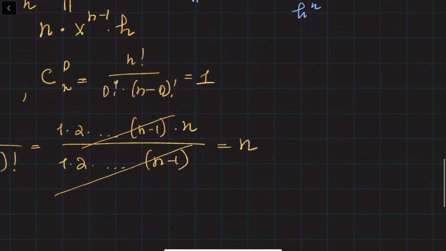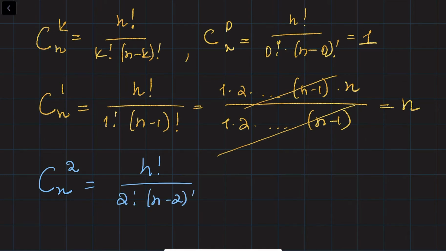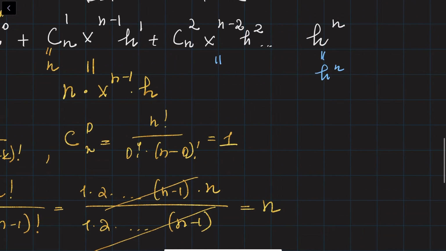Okay, so the third term here, let me calculate the third term. In order to do this, we need to calculate C(n,2). It's going to be n factorial divided by 2 factorial times (n minus 2) factorial. So it's actually n times (n minus 1) divided by 2. So the third term here is going to be n times (n minus 1) divided by 2, x to the power of n minus 2, h to the power of 2, and so on.